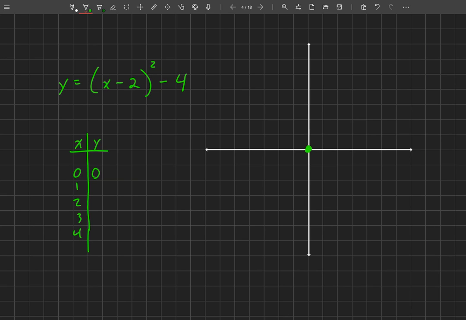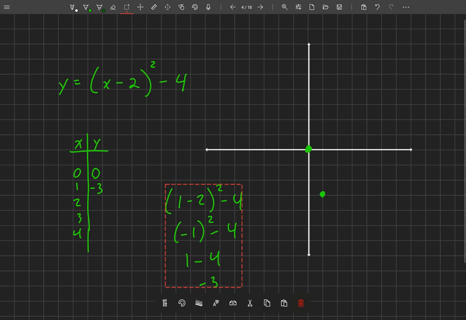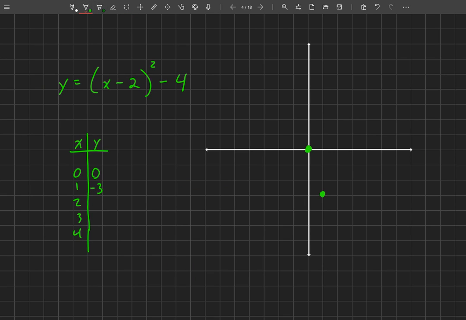So let's plug in 1. So if I go 1 minus 2 squared, all right, 1 minus 2 is negative 1 squared. And negative 1 squared is 1 minus 4. What is 1 minus 4? It's negative 3. So in my chart, I get the point 1, negative 3. That means when I go to the x position of 1, I go to the y position of negative 3. Kind of seems random, but let's just trust that our math is correct and just keep going. All right, let's do the next one.